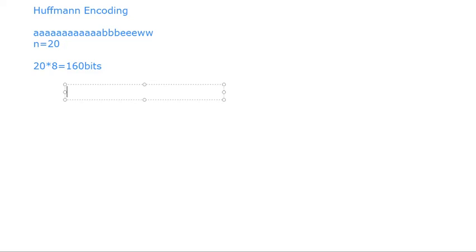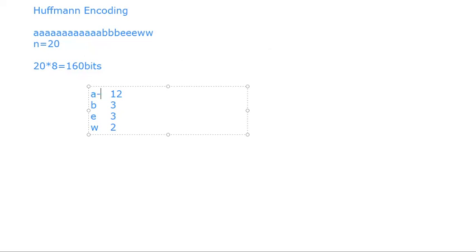To implement this, we use Huffman encoding. In Huffman encoding, what we do initially is calculate the frequency of characters. Here, counting 1, 2, 3, up to 12, the frequency of A is 12. Coming to B, it was 3. E was 3, and W was 2.